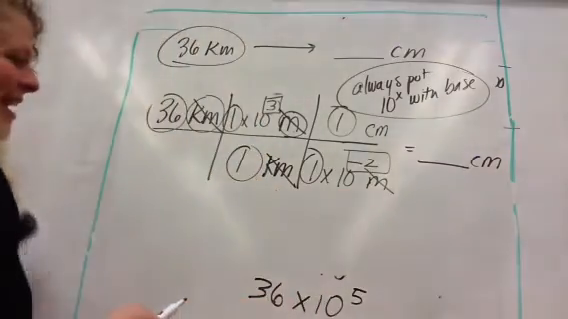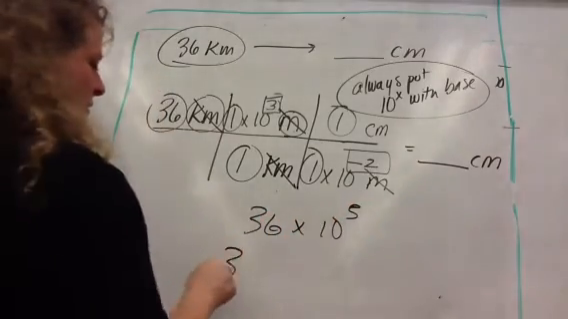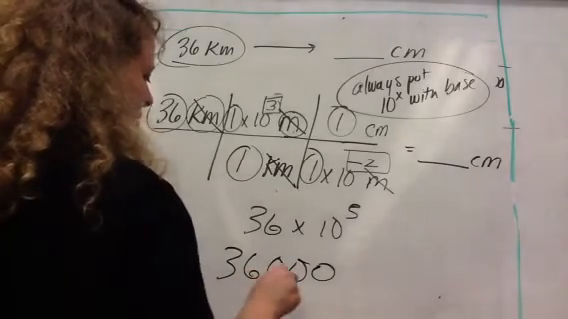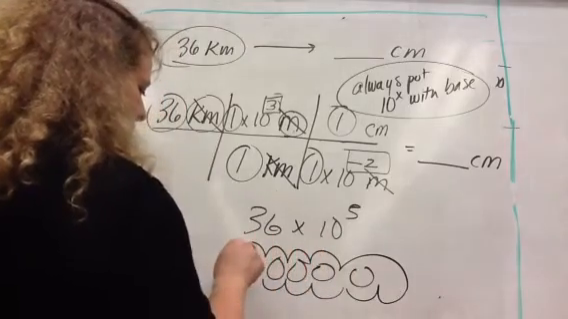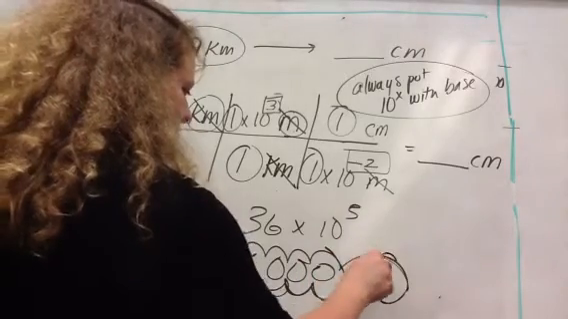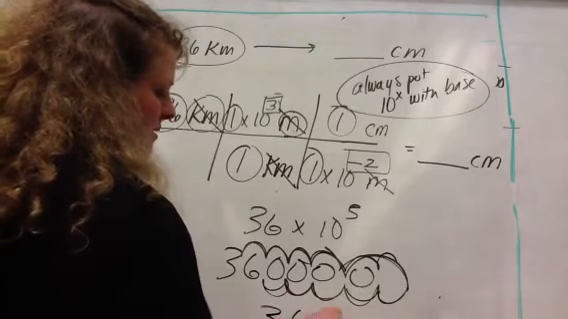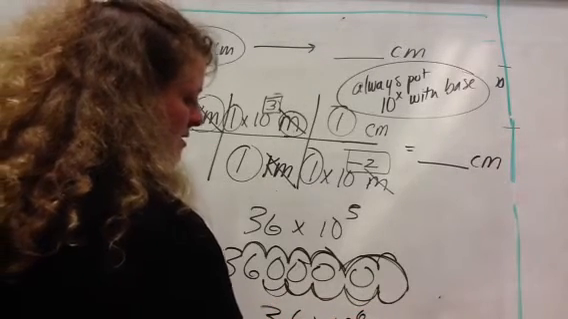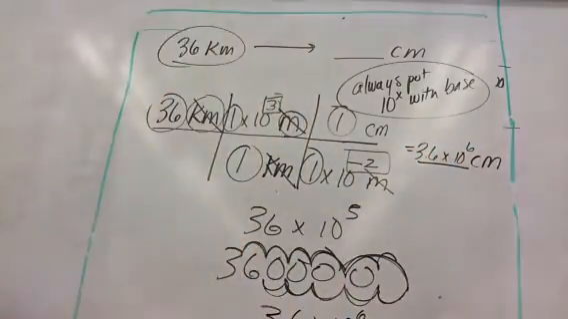Okay, so let's fix our 36 times 10 to the 5th. 1, 2, 3, 4, 5, 6. Okay, so that's 3.6 times 10 to the 6th centimeters. So 3.6 times 10 to the 6th centimeters. Okay, we're going to do some more practice with this.